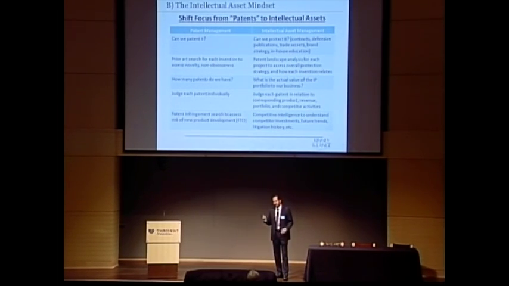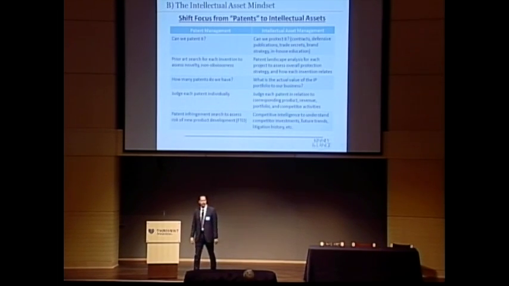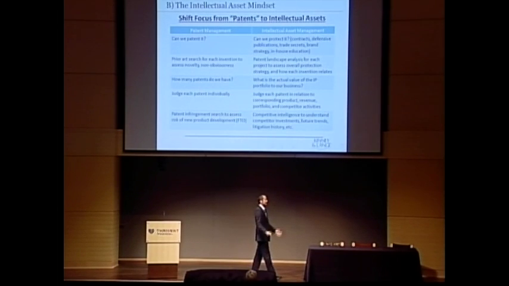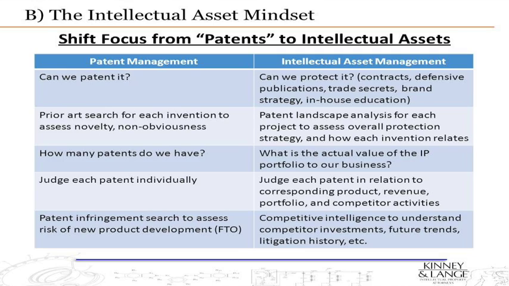Really briefly, when you shift the mindset from patents to intellectual assets, it's no longer can we patent it, it's can we protect it. There's other ways to protect intellectual assets. You enter into contractual agreements, defensive publications to prevent others from patenting, do trade secret protection, which takes more, as I've told my subsidiaries. You can't just say we have trade secrets, you have to actually show what you're doing to protect that know-how.